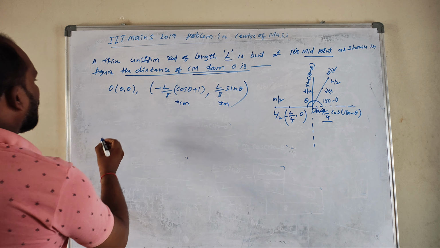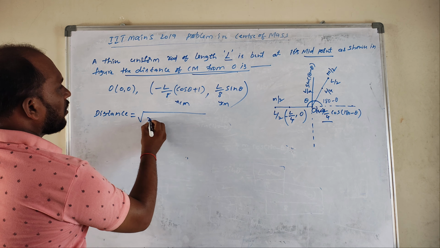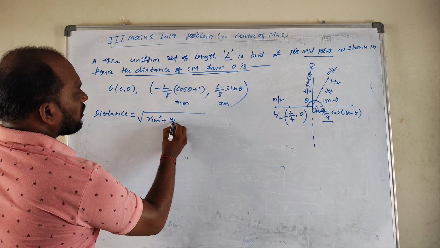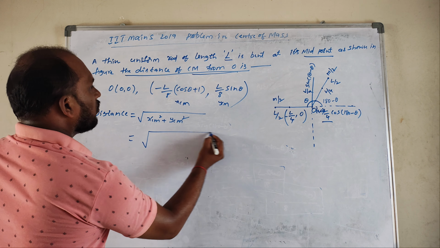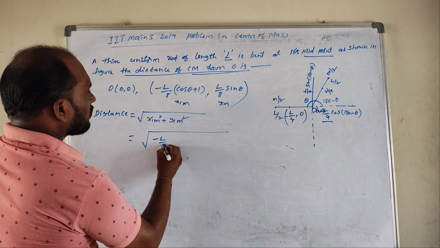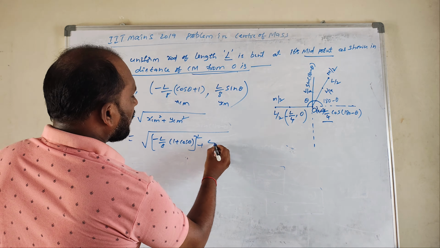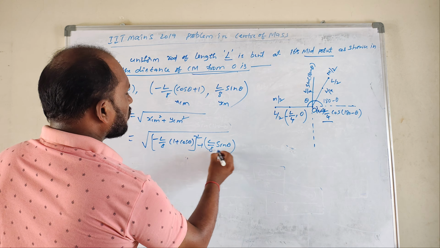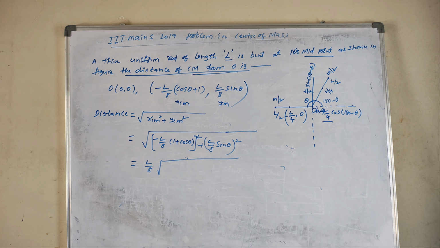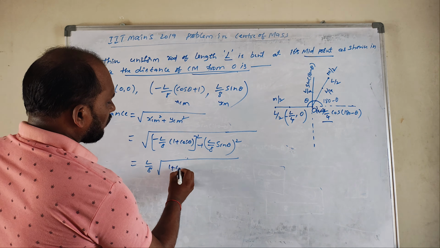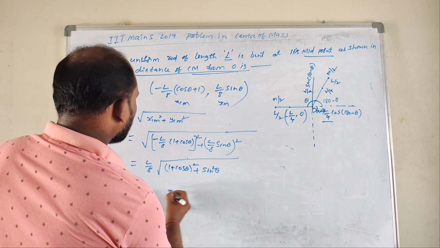Now we have to find the distance using the distance formula. So we know the distance formula in mathematics: root of XCM square plus YCM square. Why? Because one point is 0 0. So when one point is 0 0, no issue at all. So we write root of L by 8 (1 plus cos theta) whole square plus L by 8 sin theta whole square. Very simple, guys. Here I am taking L by 8 as common. So root of (1 plus cos theta) whole square plus sin square theta.